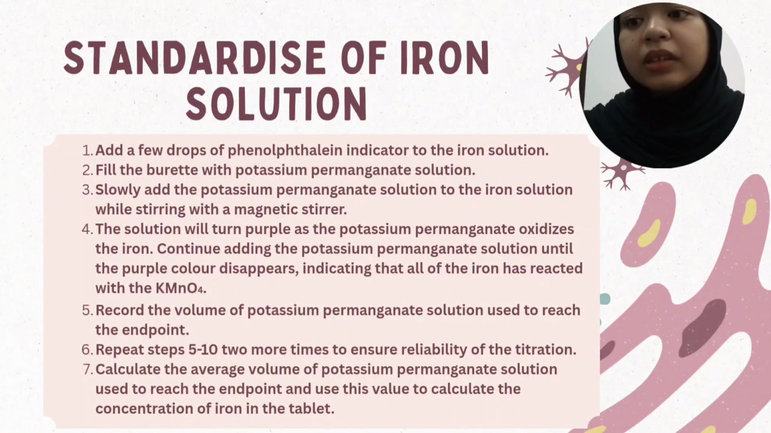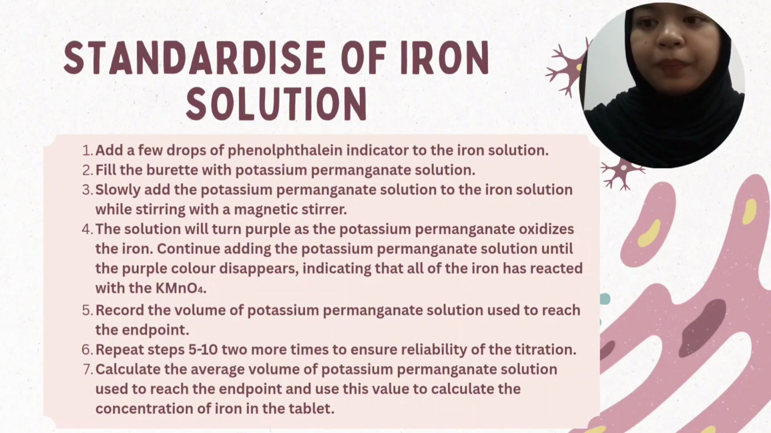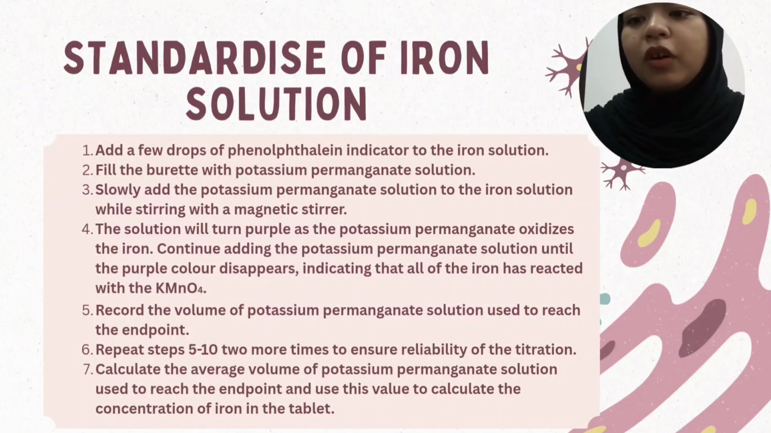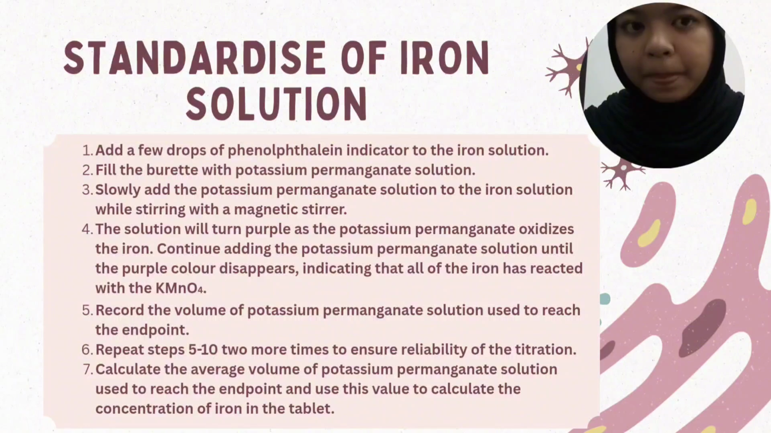Next, the solution will turn purple as the potassium permanganate oxidizes the iron. Continue adding the potassium permanganate solution until the purple color disappears, indicating that all of the iron has reacted with the KMnO4. Record the volume of potassium permanganate solution used to reach the endpoint.